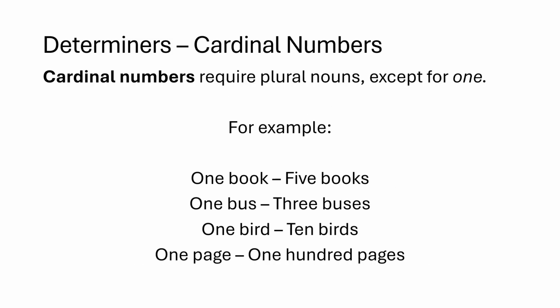Cardinal numbers require plural nouns, except for 1. For example, 1 book, 5 books. 1 bus, 3 buses. 1 bird, 10 birds. 1 page, 100 pages.